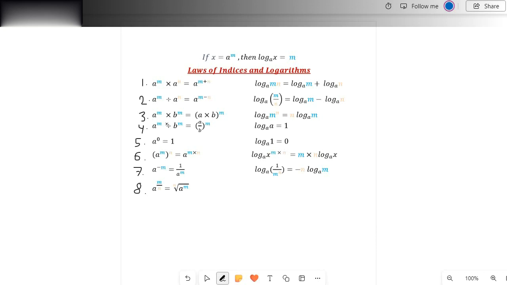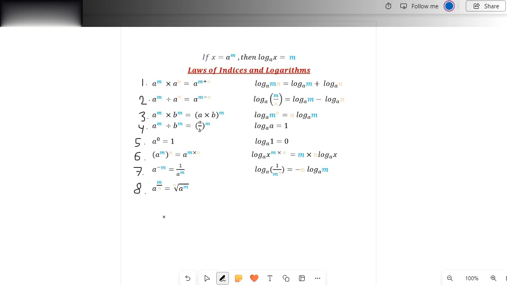For the third rule, we have a to the power m multiplied with b to the power m is equal to a times b, whole to the power m. And for the fourth rule, we have a to the power m divided by b to the power m. So we will have a divided by b, whole to the power m. For number 5, anything to the power 0 will always be 1, except for 0.